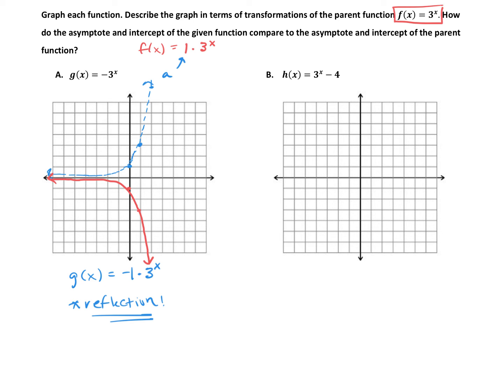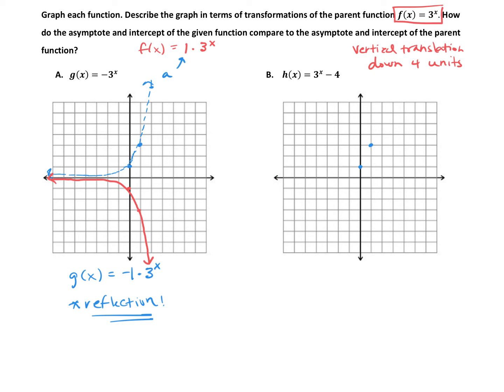Okay, now let's take a look at our next function, h of x. So here's 3 to the x power. There's our parent function, but we're subtracting a 4 on the end. So what do you think the 4 on the end is going to do? I mean, you guys already know this stuff, right? We are going to have a vertical translation down 4 units. So I am just going to plot a couple of those points from the parent function. We had (0, 1) and we had (1, 3). And remember, our asymptote was at y equals 0. So everything's going to shift down 4 units.